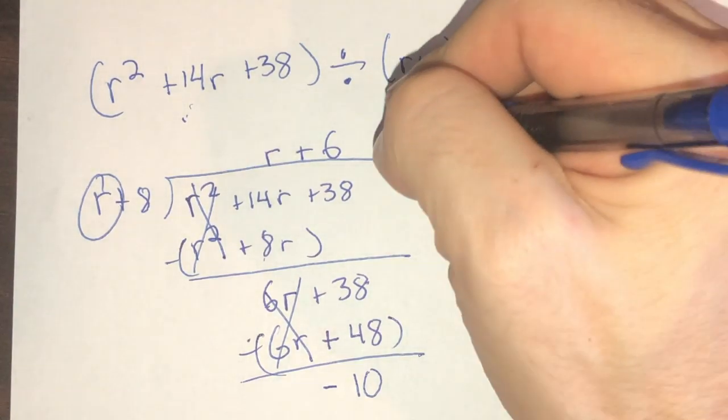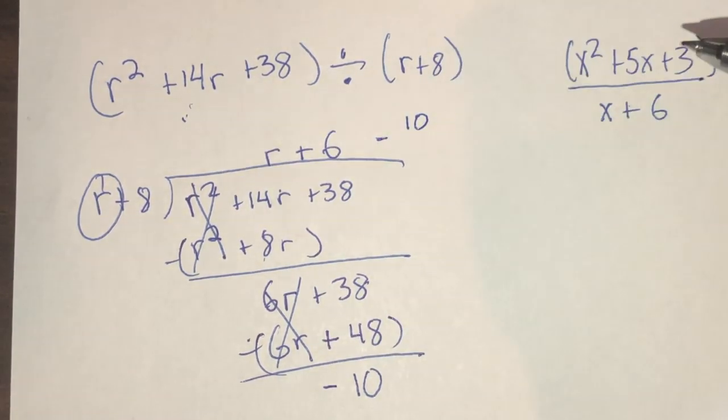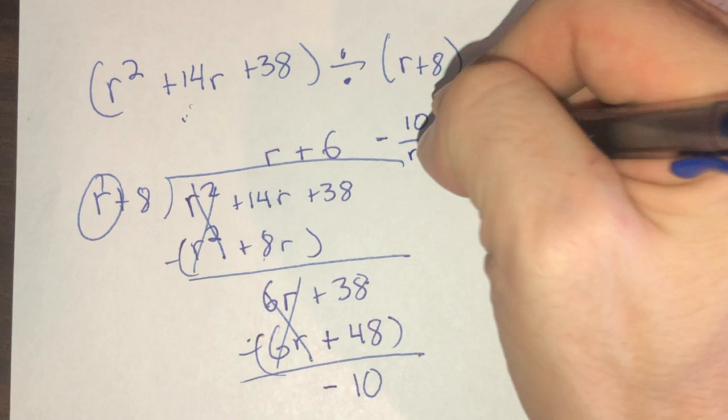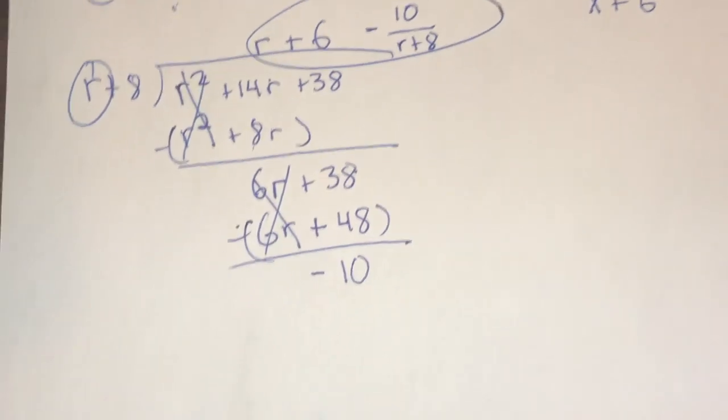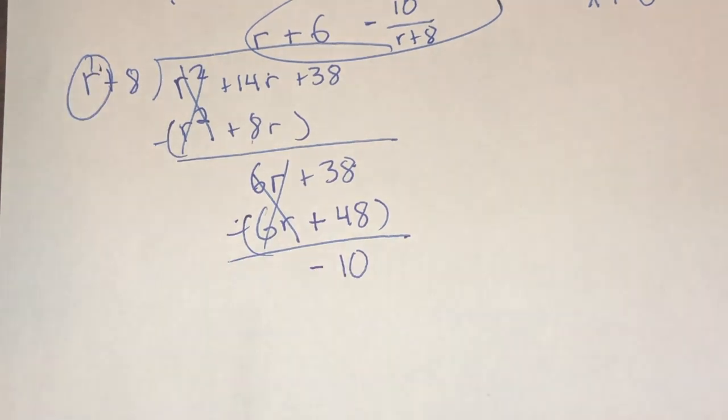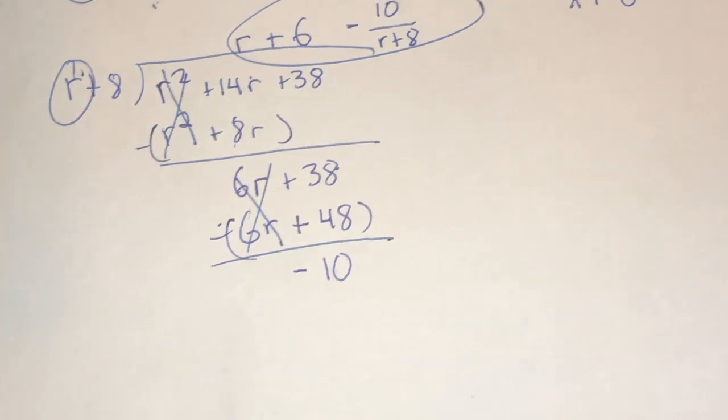Okay, so we come up, we write negative 10 over r plus 8, because remember, in the end, technically, we are dividing this by r plus 8 as well, except we're not going to get any real action made on that. Okay, so that's our first one.